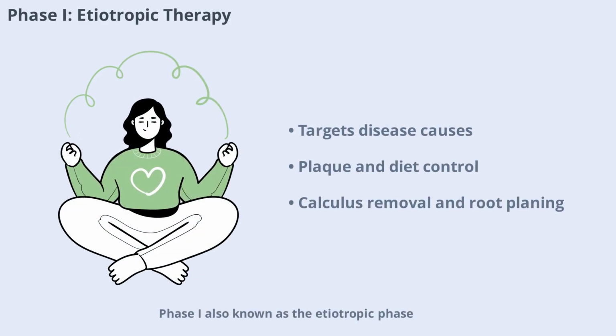Phase 1, also known as the Etiotropic Phase, targets the underlying causes of periodontal disease. The main focus is on controlling plaque and modifying the patient's diet to reduce risk factors. Calculus removal and root planing are performed to eliminate deposits and smooth root surfaces. Any synthetic or irrational factors contributing to disease are also addressed. Antimicrobial therapy may be used to further reduce bacterial load.